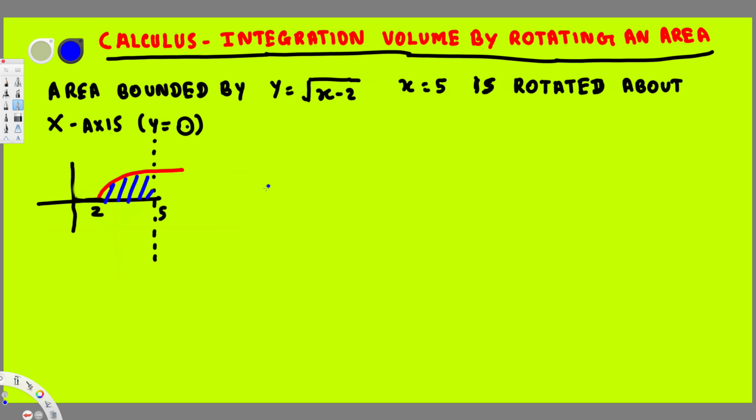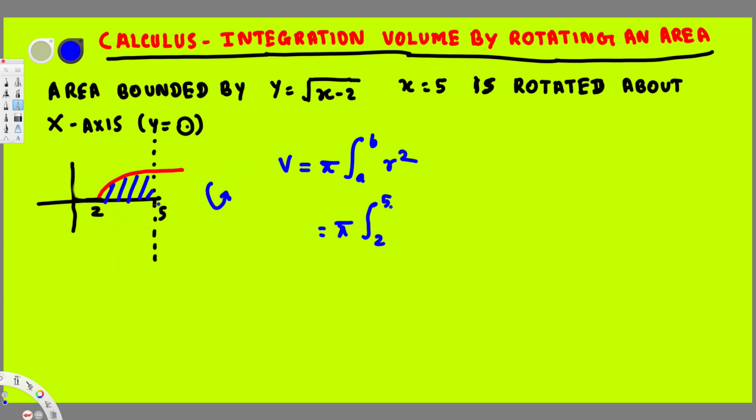So to find the volume using the cross-section method, we have to use this equation, that is V is equal to pi integral a to b r squared, right? So pi is going to remain the same. A to b is going to be the limits of integration. Since this is rotating around the x-axis, the limits of integration are going to be the region bounded on the x-axis. So this is going to be 2 to 5.